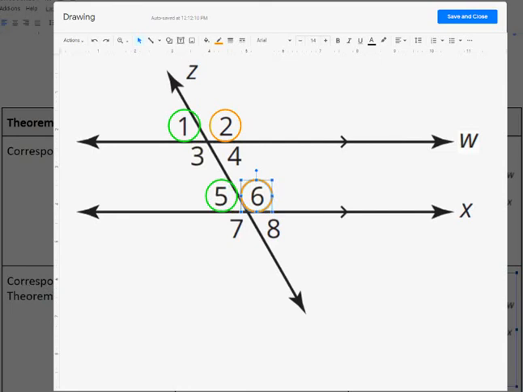Moving along, when we look at angle 3, let's make angle 3 red. Angle 3 will correspond to angle 7, seeing how we have that bottom left corner around my intersection, how that corresponds. And then lastly, angle 4 must be corresponding then to angle 8.